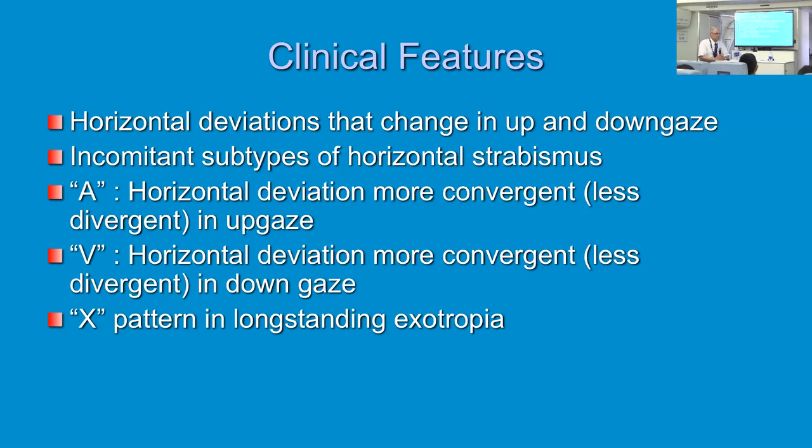Now you can also have what we call an X pattern, which is not really common, but in patients with long-standing exotropia, usually adults that had exotropia for a long time, when you check them, you have them go up in lateral gaze, and it often looks like they have overactions of both the inferior obliques. And then if you go down, it looks like they have overaction of the superior obliques. We call it an X pattern. And usually it's just related to the lateral rectus muscle sliding a little bit. And most of the time, if you just correct the horizontal deviation, the X pattern goes away.